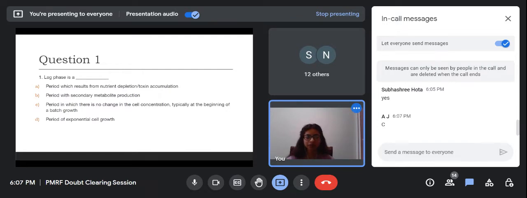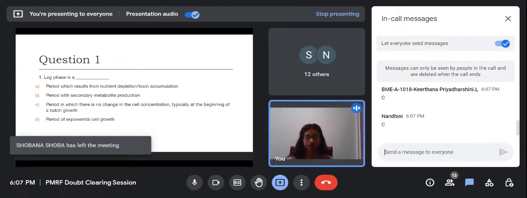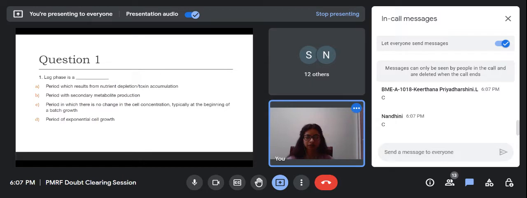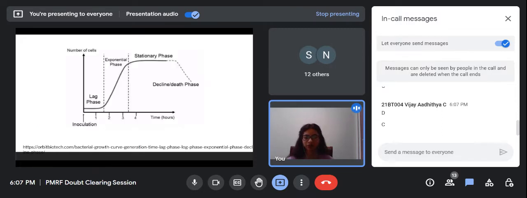C, alright. C. Alright. Does anyone else think that the answer is something apart from C? Alright, I see a D. Alright. So, before I move on, I'd just like to remind you that certain questions will have more than one answer, right? Not just one correct answer, but more than one. This might not be one of those questions.